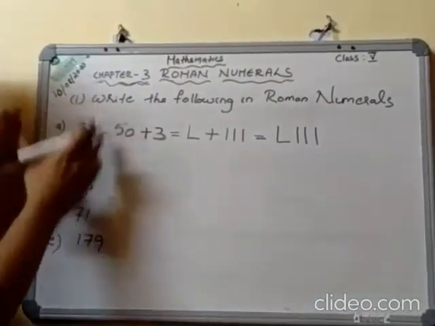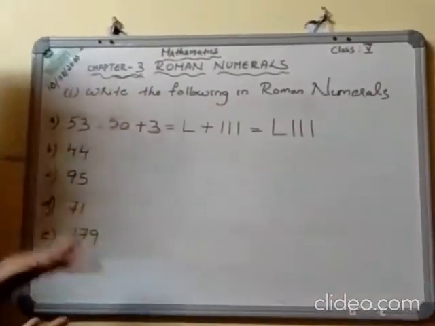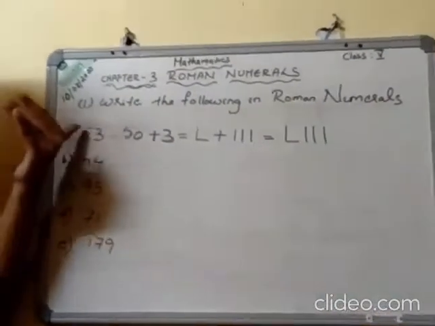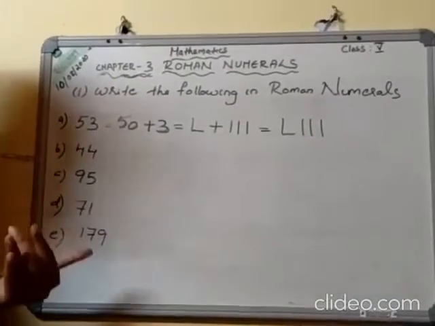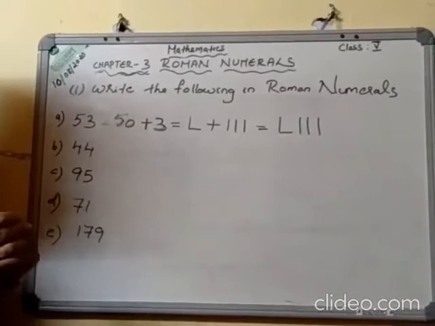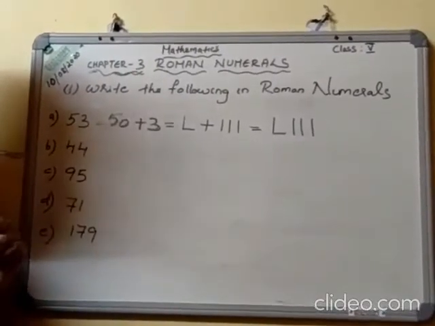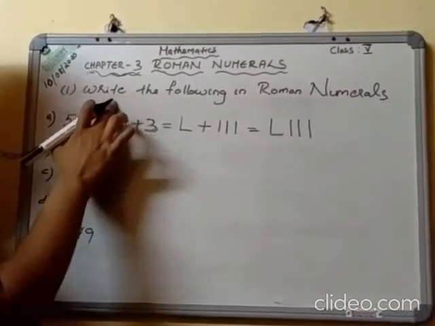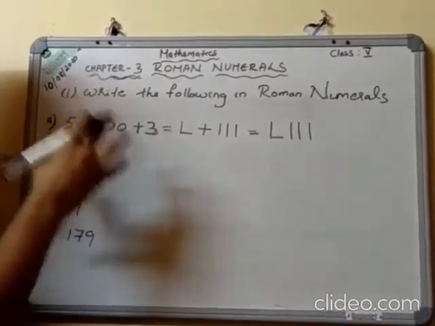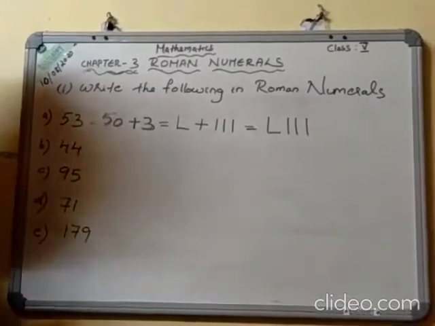So in order to write a given Hindu-Arabic numeral into a Roman numeral, what we have to do? We have to express this Hindu-Arabic numeral as the sum of some tens and ones, or as a sum of hundreds, tens and ones, such that the Roman numeral representation of these tens, ones and hundreds is known to us.